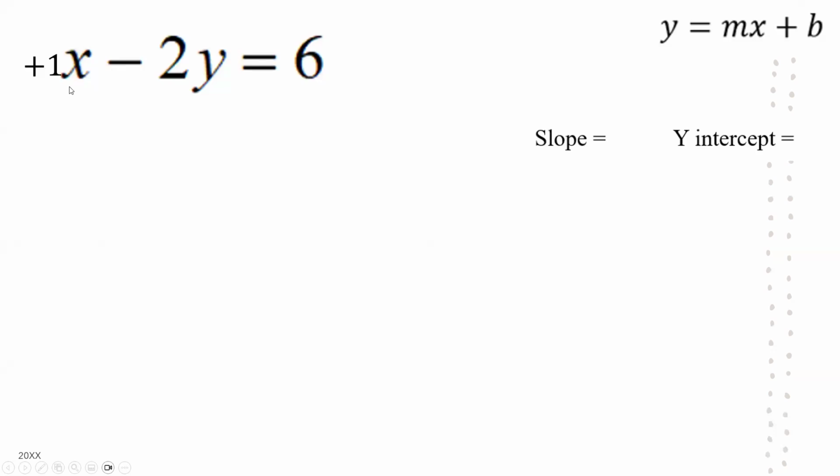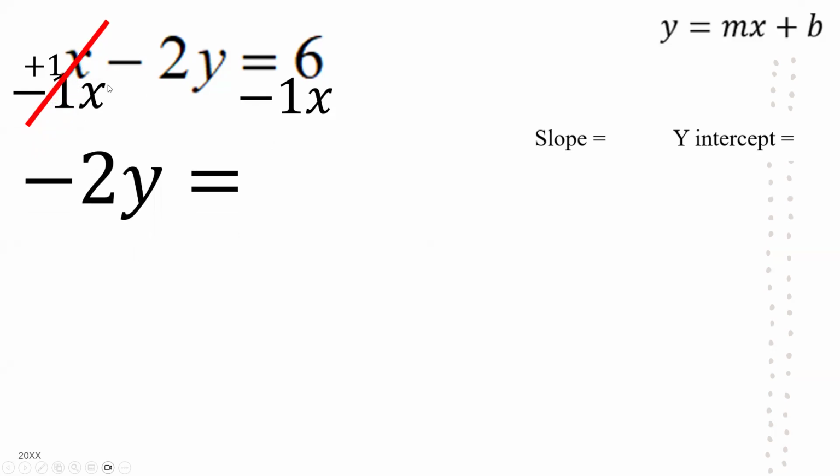Because then how do we get rid of it? We subtract 1x from both sides. On the left, that eliminates. We bring down negative 2y. Don't ignore those signs, people. Then bring down negative 1x plus 6.